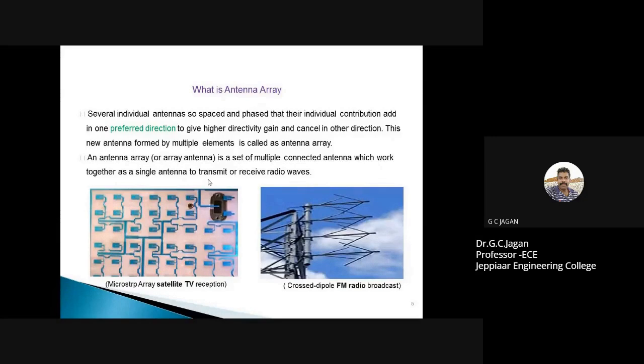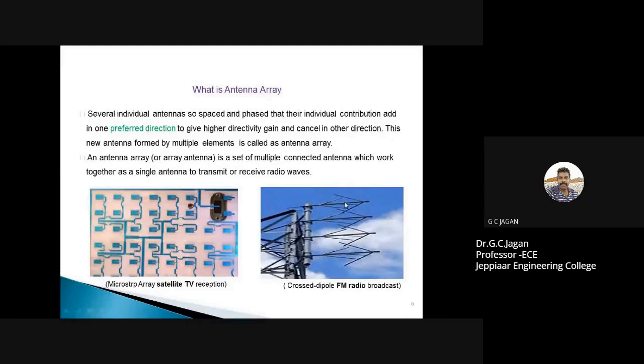the patterns can add. The total pattern of the combined array is the vector sum of the individual radiation patterns. So an antenna array is a set of multiple connected antennas which work together as a single antenna to transmit or receive radio waves. The same excitation is given to all the elements. So by combining all the elements, it works as a single antenna.